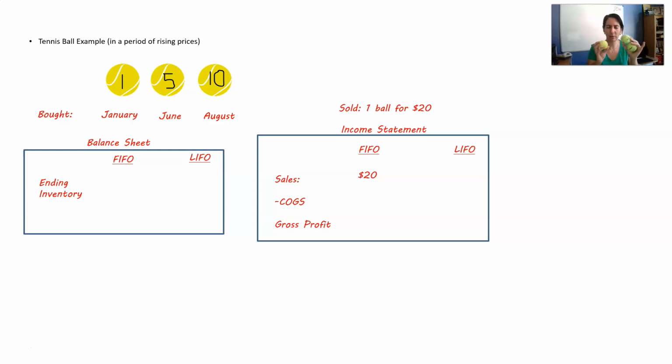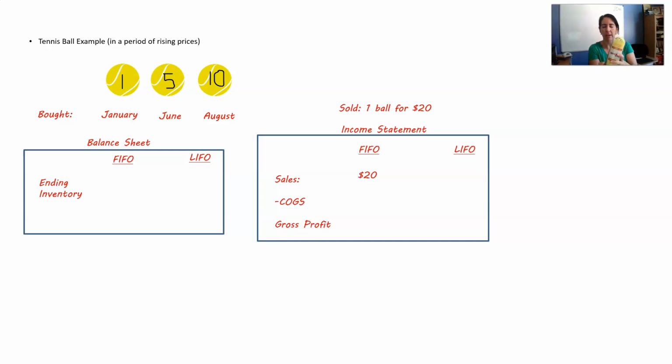Did I sell the $1, the $5 tennis ball? Once they're all in the bin, they all look exactly the same, right? But we're tracking inventory costs here. So if we think about it, I bought a $1 tennis ball, $5 tennis ball, and $10 tennis ball, right? That's what I have in this tube here.